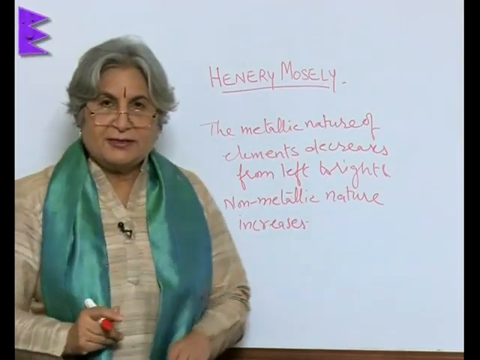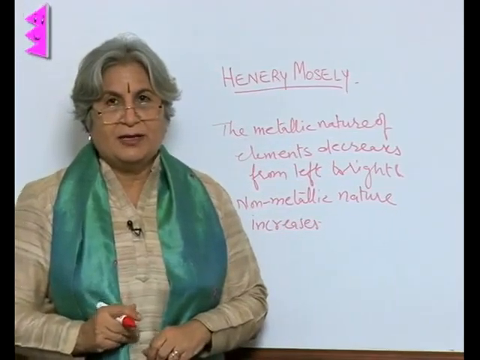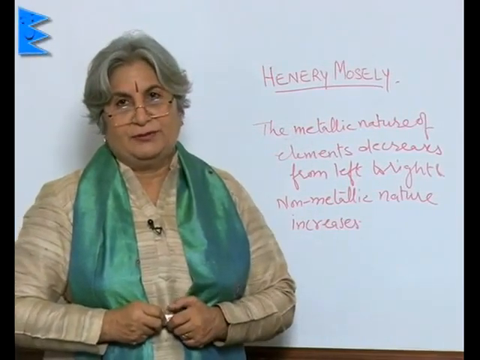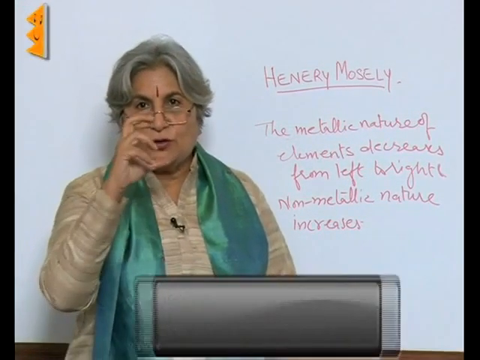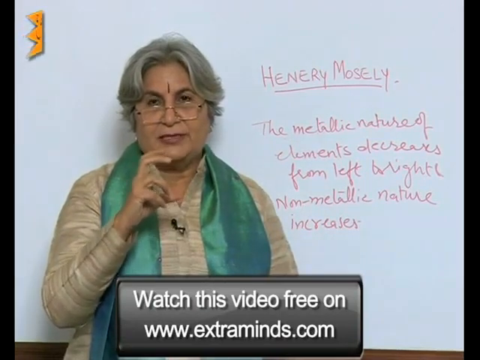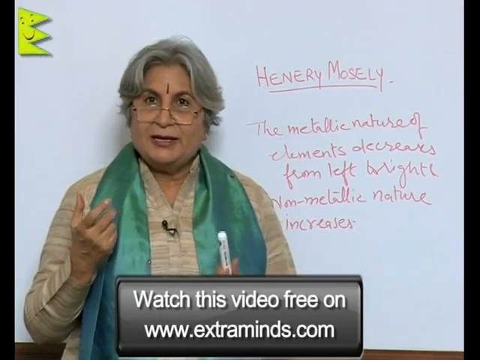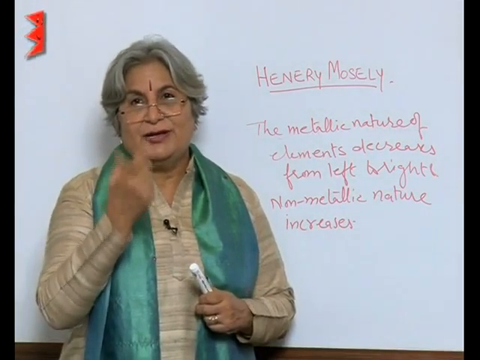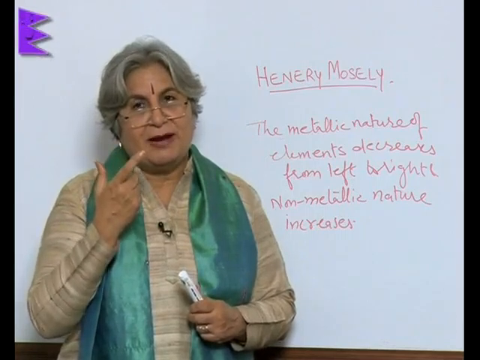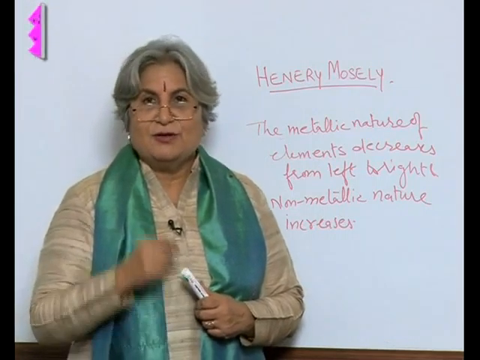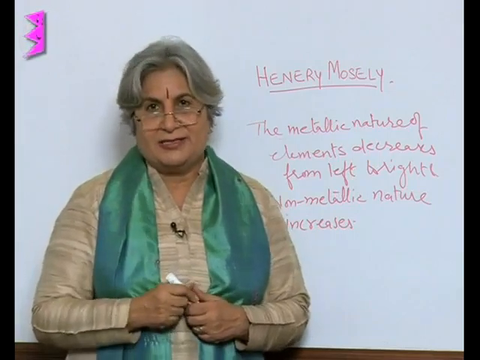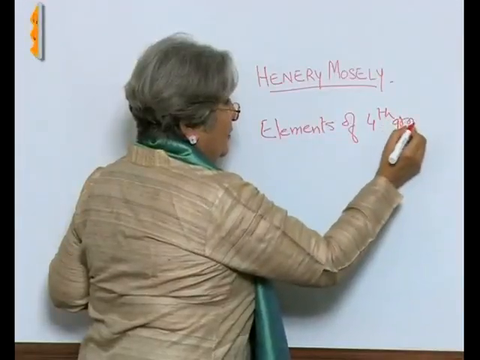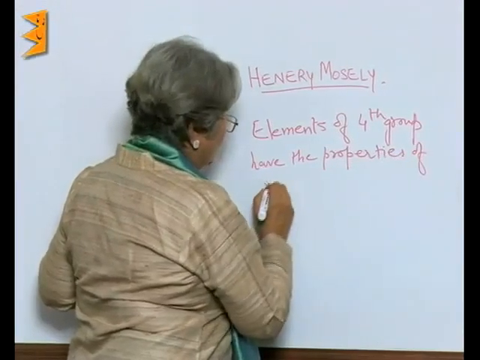You must have noticed that I talked about the first three groups and then I also talked about the last three groups, but I didn't talk about the fourth group. Why so? The fourth group was the group of carbon, silicon, etc. Are they metals or are they non-metals? They are unique because they have the properties of both a metal as well as a non-metal. So, what are they called? They are called metalloids. Elements of the fourth group have the properties of metals and non-metals.